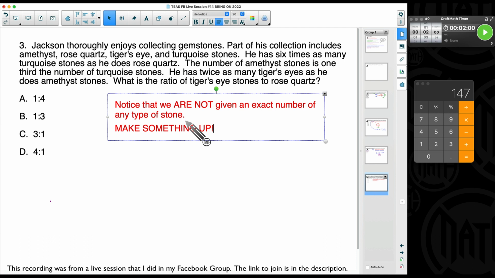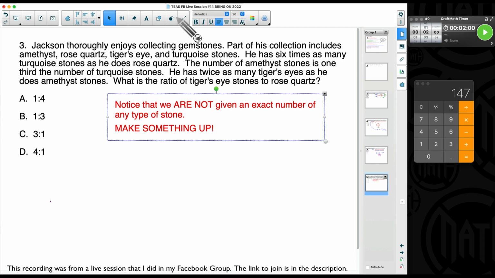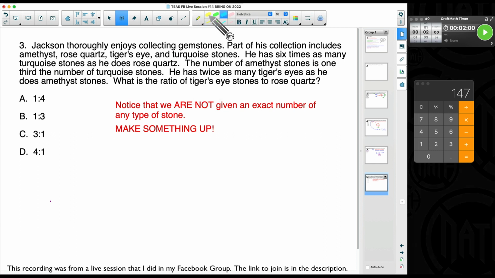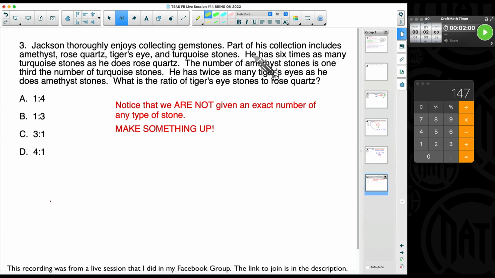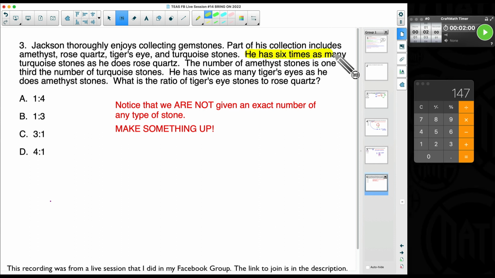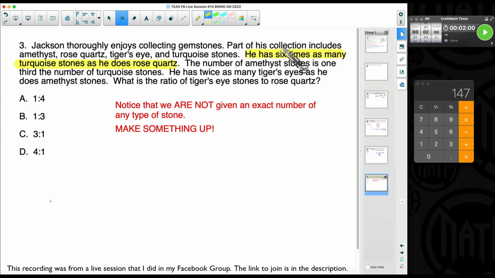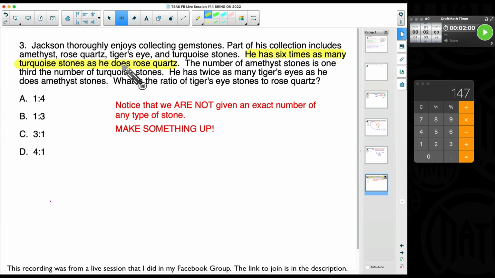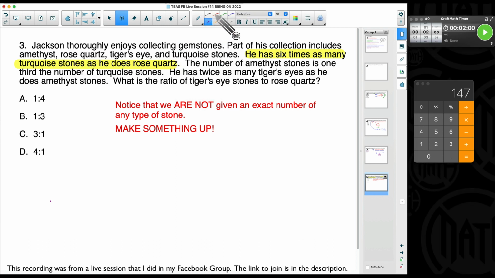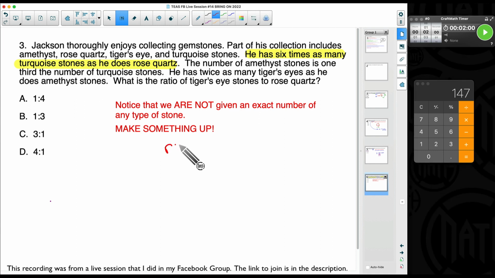And I'm going to show you 2 times that we can make up 2 completely different numbers, yet it's going to work out. So if we look at this first sentence that talks about the actual numbers of stones, he has 6 times as many turquoise stones as he does rose quartz. Taking that sentence right there, what does he have more of? He has 6 times as many turquoise as he does rose quartz. So therefore, I'm going to make up something for rose quartz. I'm going to call it R. And I'm going to say, hey, let's suppose he has, let's do 7. You can pick any number you want.